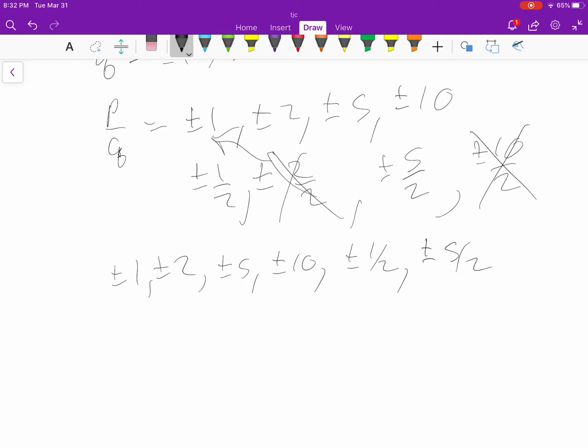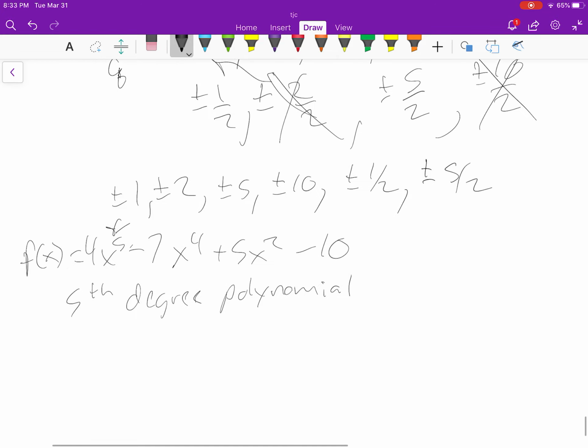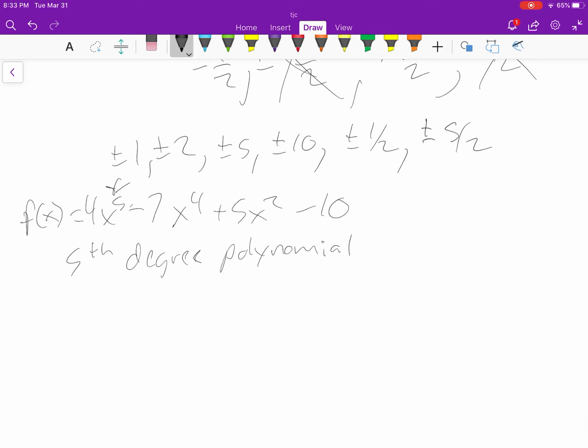Okay, let's suppose we want to know how many possible solutions there are. We've noticed that if we have some equation, some polynomial, say 4x to the 5th minus 7x to the 4th plus 5x squared minus 10, we know it's a 5th degree because 5 is the highest power. And we want to know how many possible solutions there are.